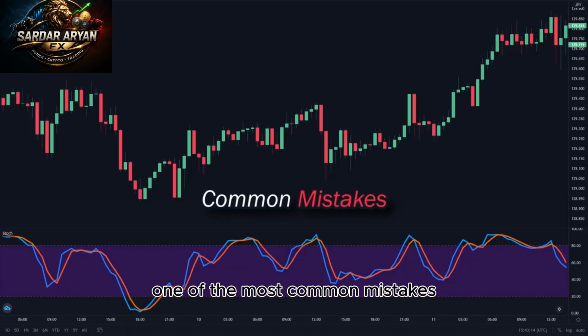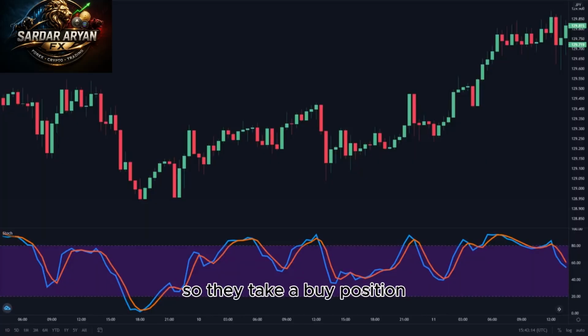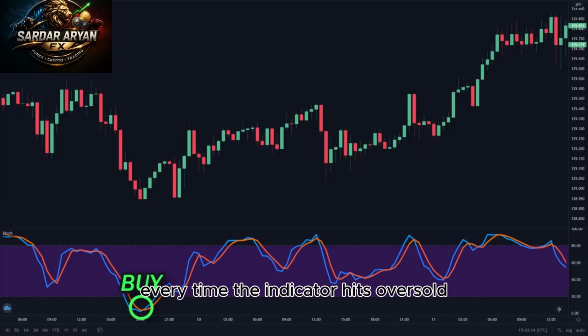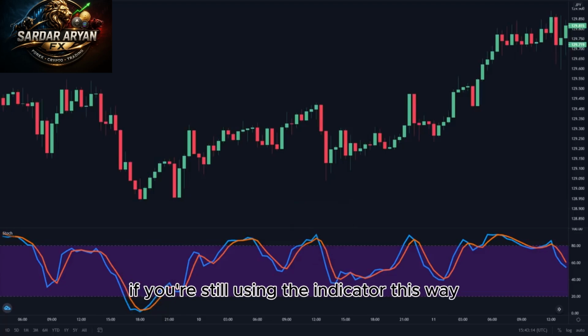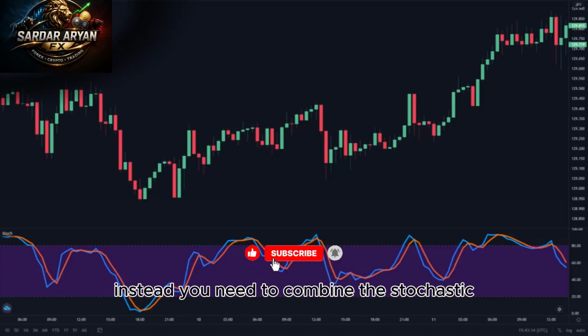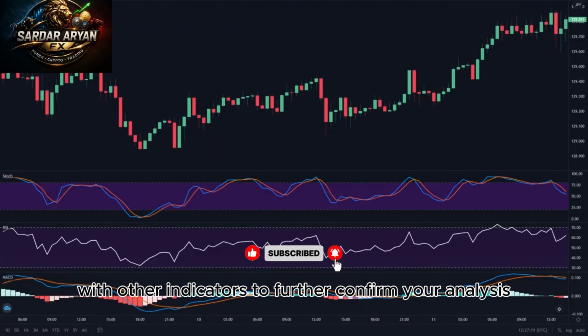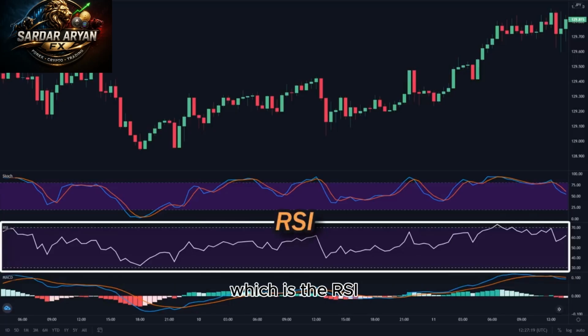One of the most common mistakes that traders make when using this indicator is that they're trading the Stochastic by itself. So they take a buy position every time the indicator hits oversold, and they take a sell position every time the indicator hits overbought. If you're still using the indicator this way, you will get a very low win rate. Instead, you need to combine the Stochastic with other indicators to further confirm your analysis. And so let's move on to the second indicator for our strategy, which is the RSI.